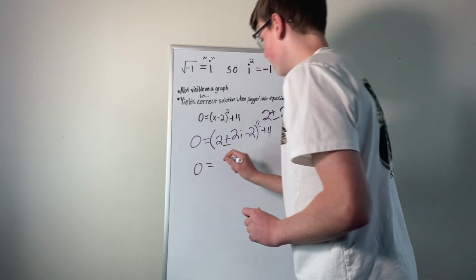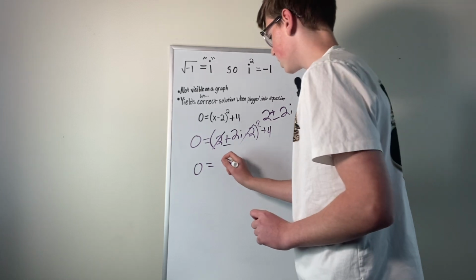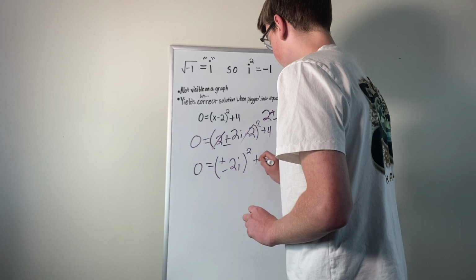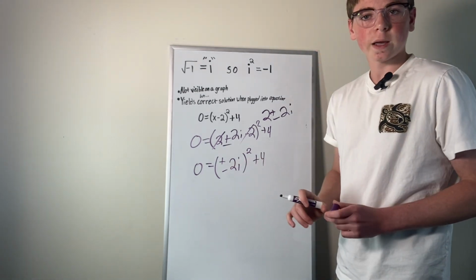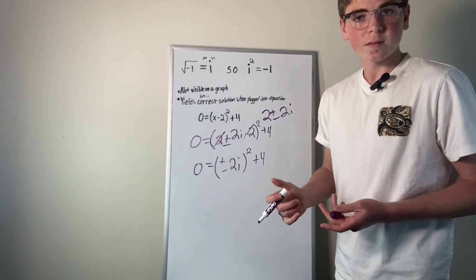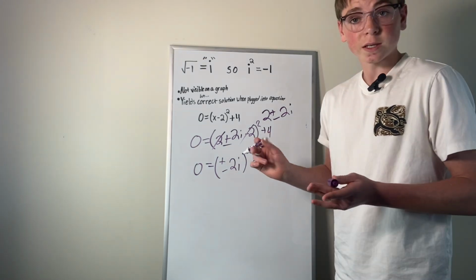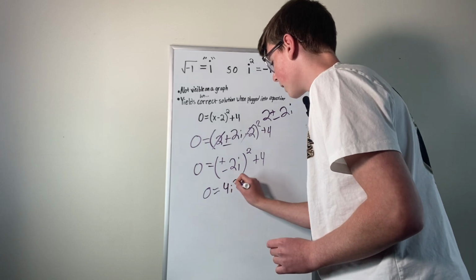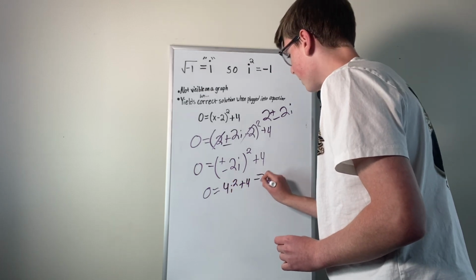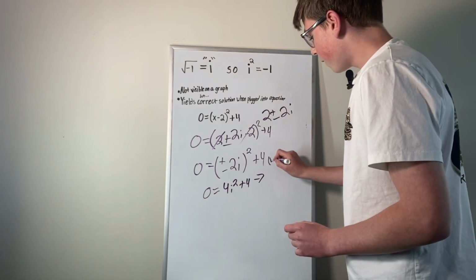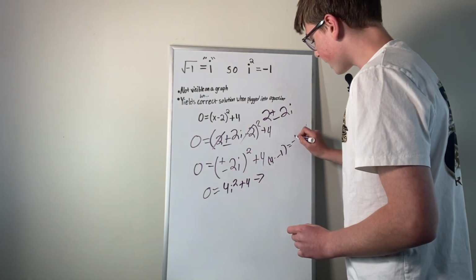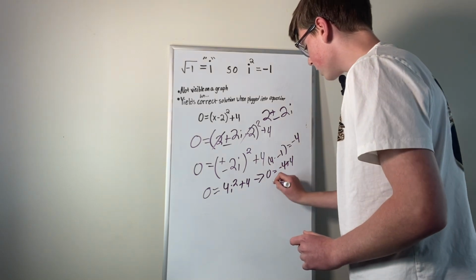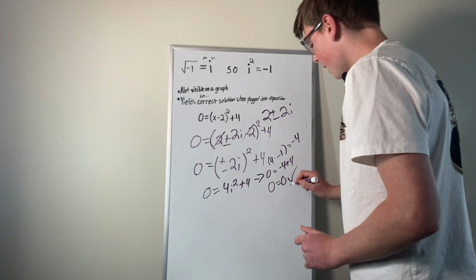So then 0 equals, this 2 and this minus 2 cancel each other. Now it's plus or minus 2i squared plus 4. Remember, when you're squaring, if you squared a negative, that negative is just gone. So it's just 2i squared. So we have 0 equals 2i squared, which is 4i squared, plus 4. Remember that 4i squared is really 4 times -1, which equals -4. So we have 0 equals -4 plus 4. So 0 equals 0.